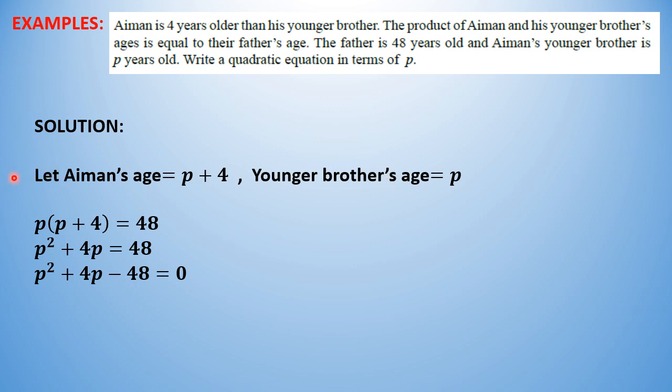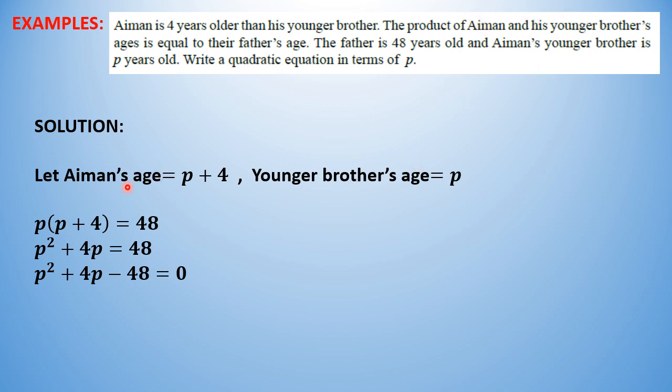The first step, I will write like this. Ayman's age. You look at this sentence: Ayman is 4 years older than his younger brother. So his brother is younger. His brother's age is P. So Ayman is 4 years older. So you just write Ayman's age is P plus 4, 4 years older than his brother.